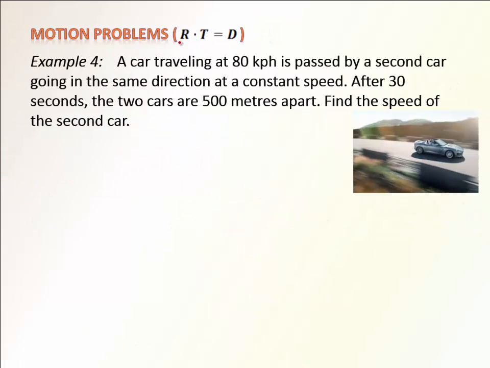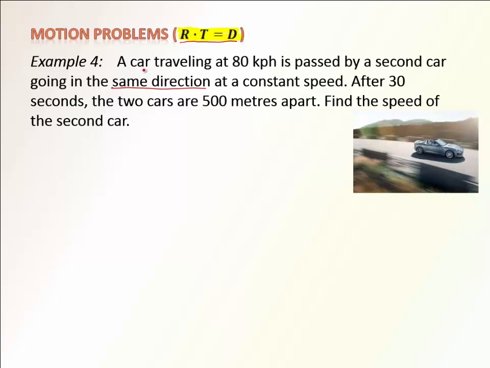In motion problems, you always refer to the formula rate times time equals distance. So that's a golden rule to remember. Rate times time equals distance. Let's read our problem. A car traveling at 80 km per hour is passed by a second car going in the same direction at a constant speed. After 30 seconds, the two cars are 500 meters apart. Find the speed of the second car.